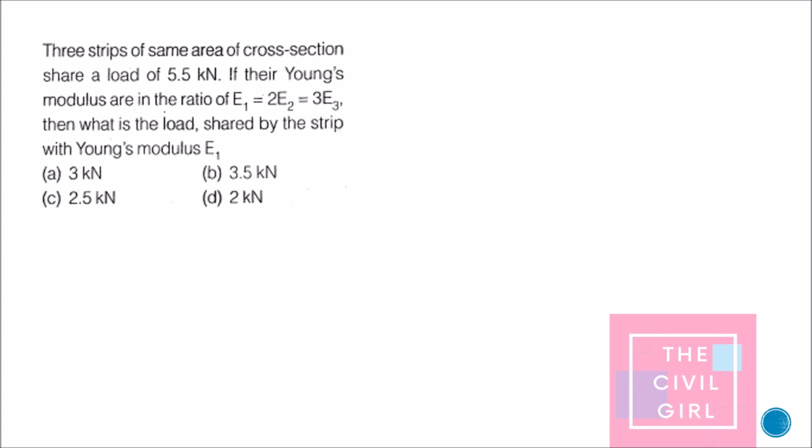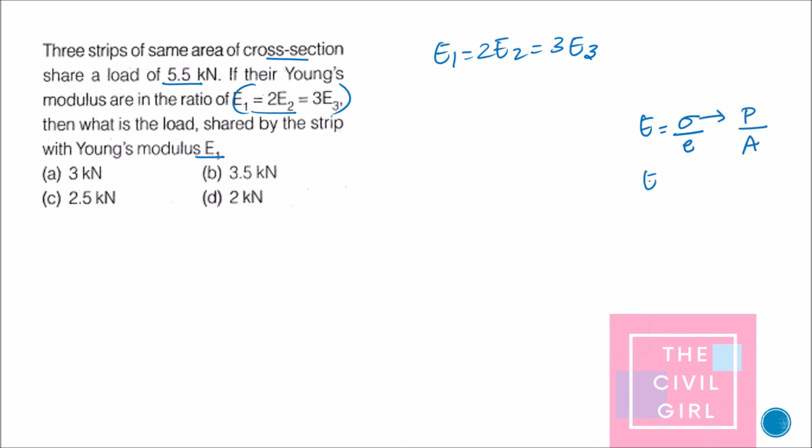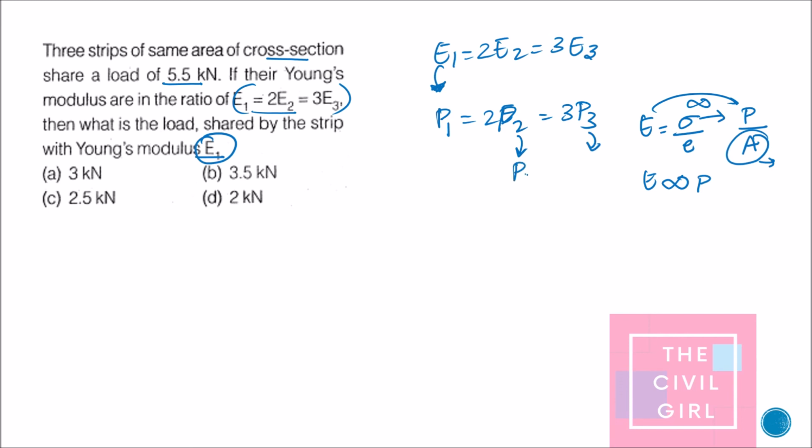Next question. 3 strips of same area of cross section share a load of so and so. If the Young's modulus are in the ratio this, then what is the load shared by the strip with the Young's modulus E1? So let me take this equation here. We know that E is equal to stress by strain and stress is equal to load by area. So I can say that E is directly proportional to P. And also they have given that it is of the same cross sectional area. In place of E I can write P. So this becomes P1 is equal to, they have asked for the Young's modulus with the first strip. So we are going to convert all these things in terms of P1.